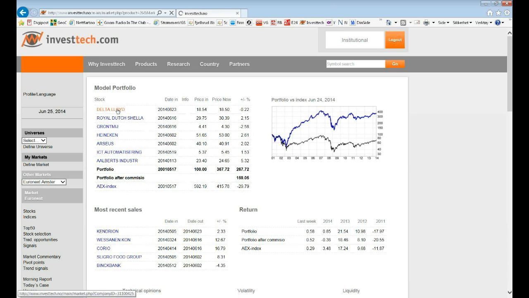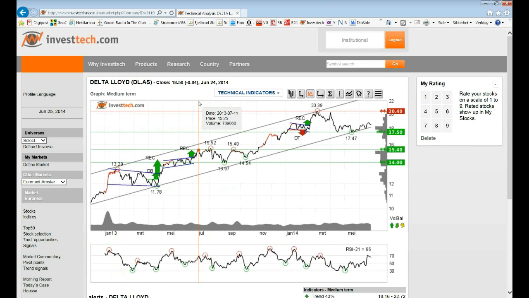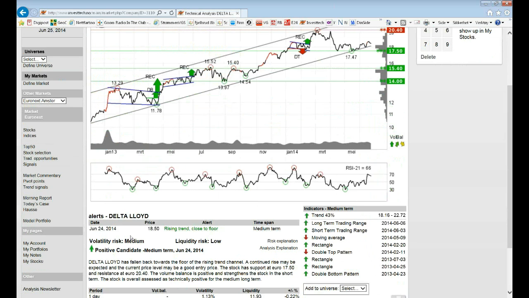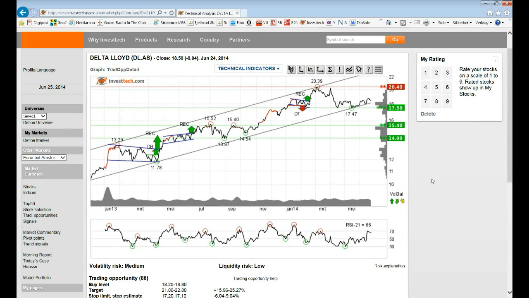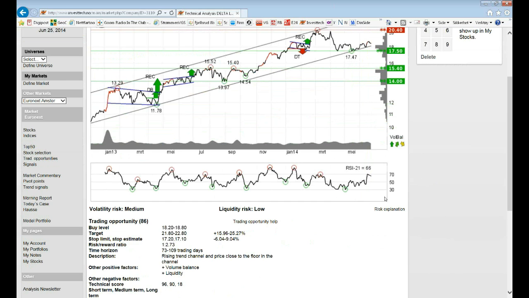We'll look at one company, Delta Lloyd. Delta Lloyd is in an increasing trend. It's close to the floor of the trend channel. We also see that it is a trading opportunity, since it is in a rising trend and close to the floor. The buy level is from 18.2 to 18.8, with a target of 21.8 to 22.8. And the time horizon is 73 to 109 trading days.